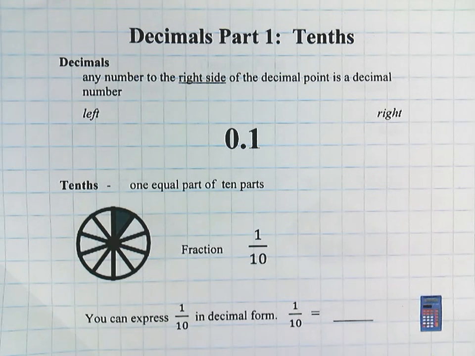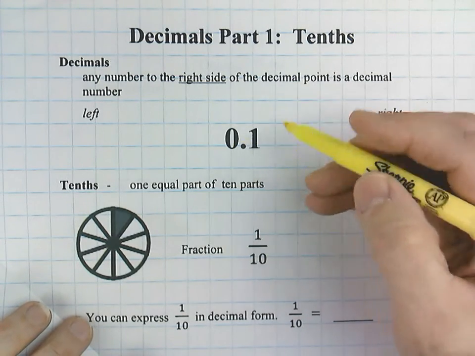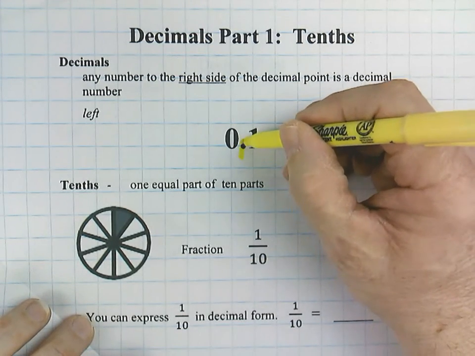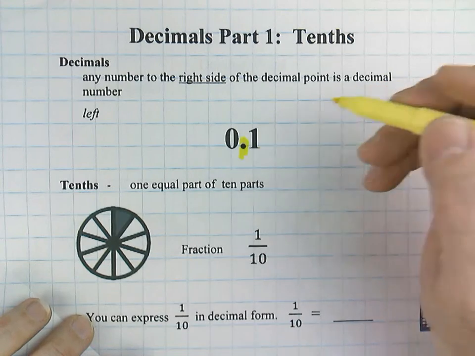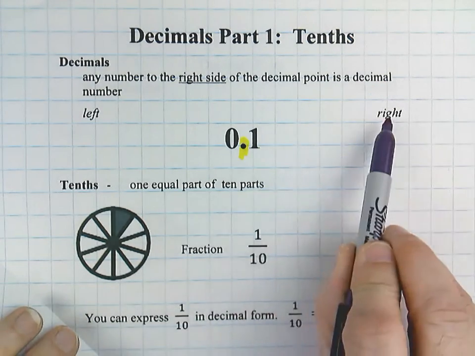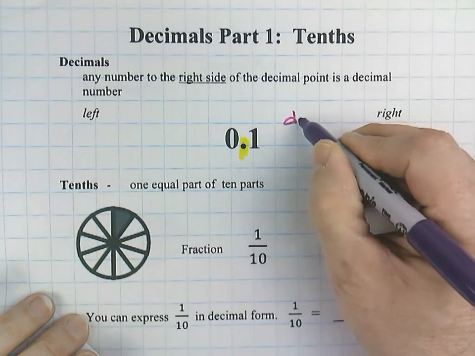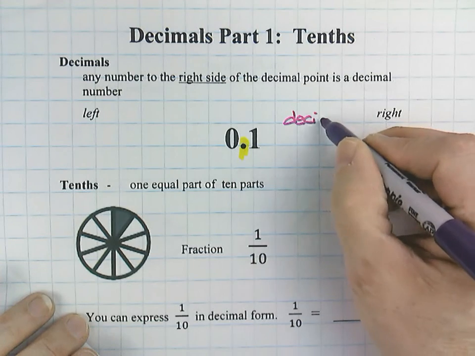This lesson is decimals, part one, tenths. A decimal number is any number that is on the right side of a decimal point. For example, here we have 0.1, and our decimal point is right here. Anything to the right side, we would refer to as a decimal or a decimal number.